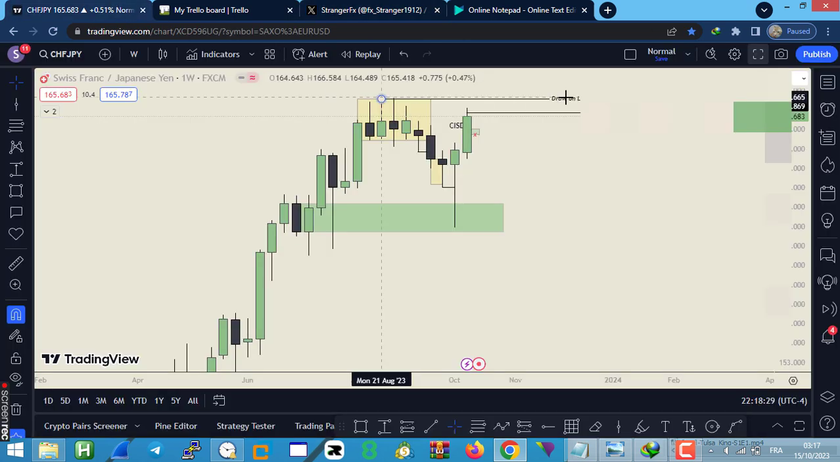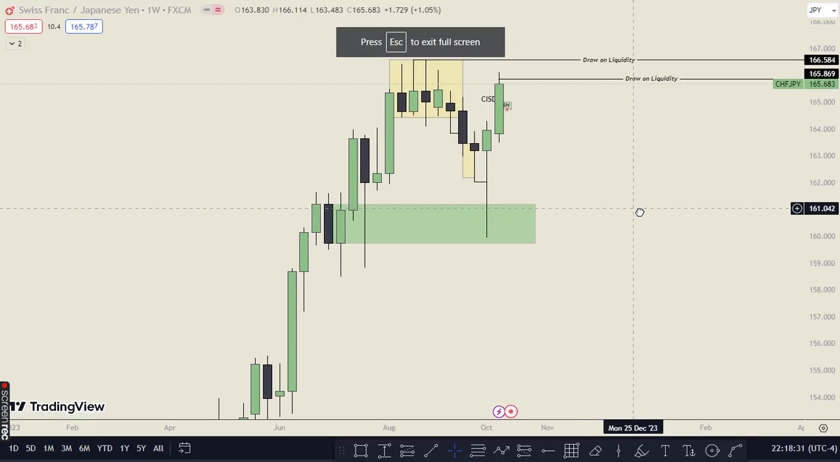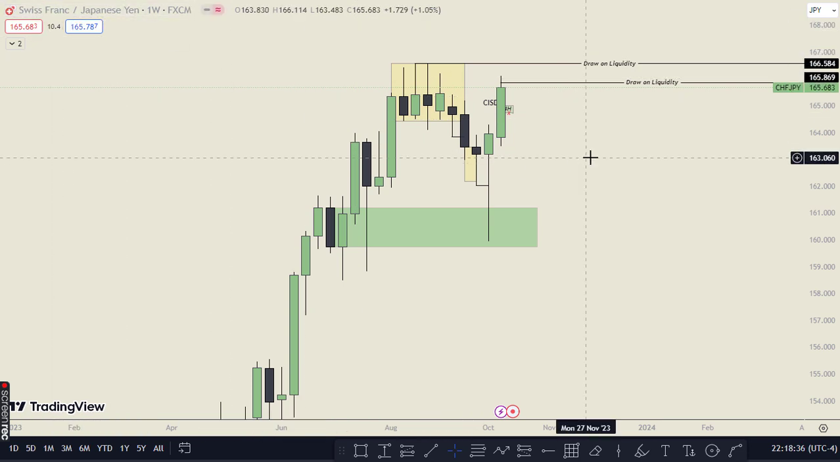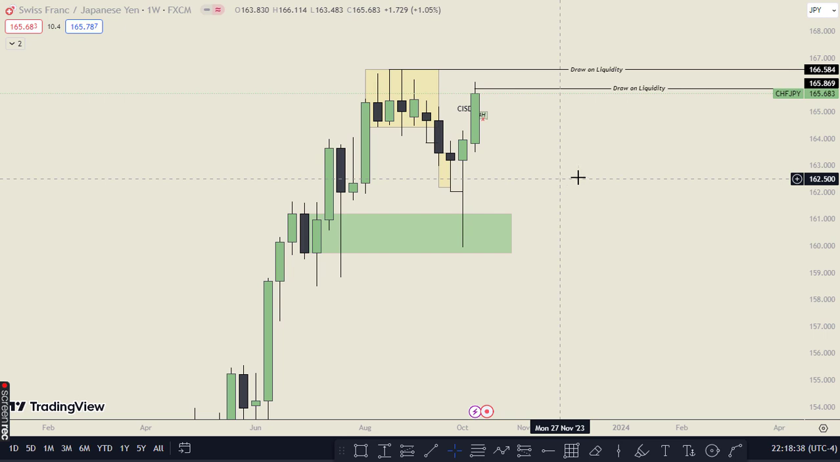So let's go to the chart. And as you can see, the Swiss franc against the Japanese yen. And currently we are on the weekly chart. So to be a discretionary trader, you need to comprehend the bigger picture, right? Again, you need to trade what you see, and you need to let the market tell you where it wants to go. In order for you to do that, you need to understand the higher time frame.